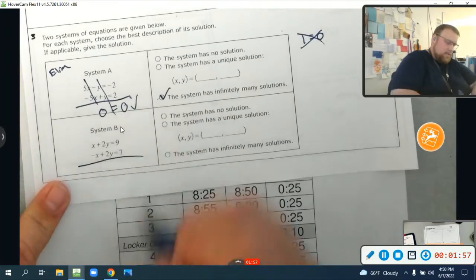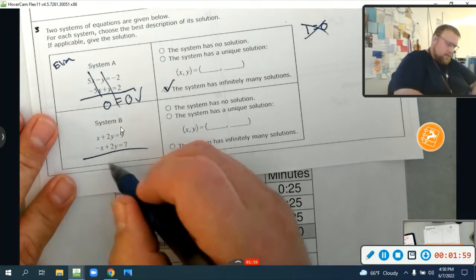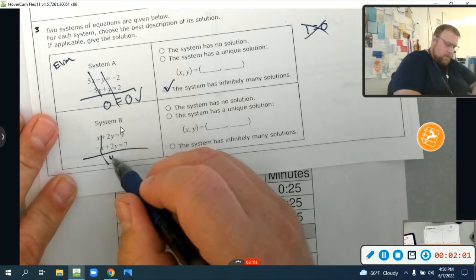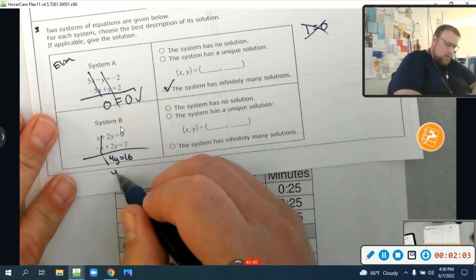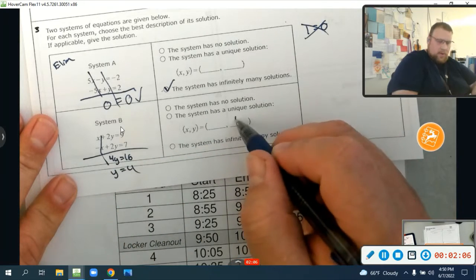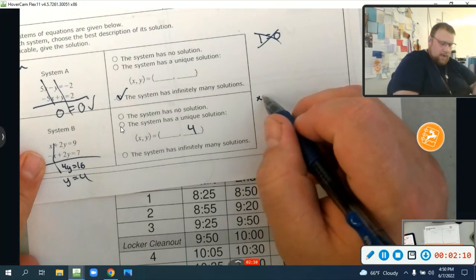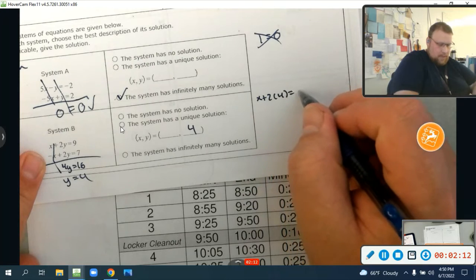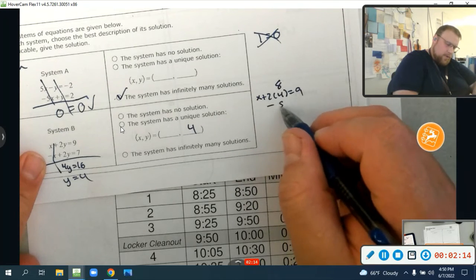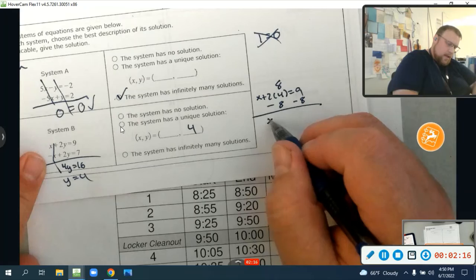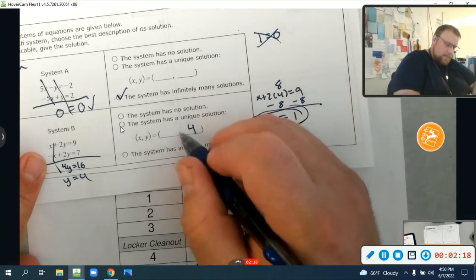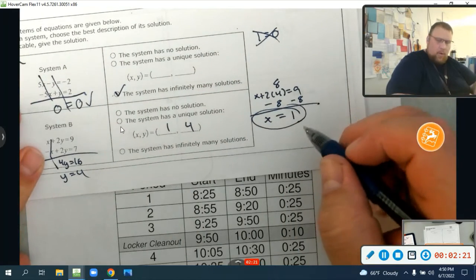All right, let's try this one right here. We're going to add straight down. X goes away. We end up with 4y equals 16, or y equals 4. So we can put in 4 for y. Now let's plug that into the top equation. We're going to have x plus 2 times 4 equals 9, which is 8. So subtract 8 from both sides. X equals 1. Boom.